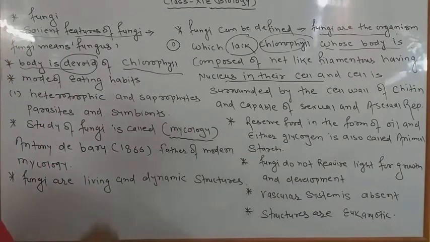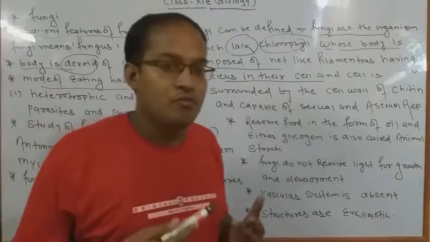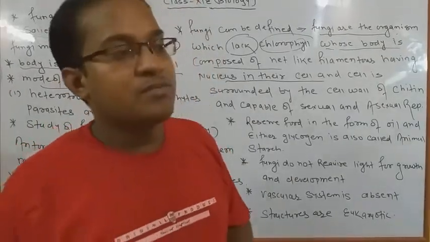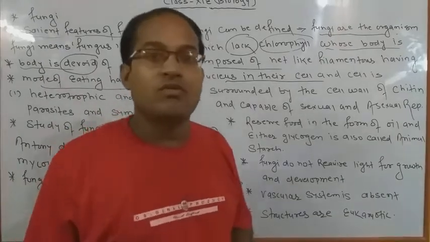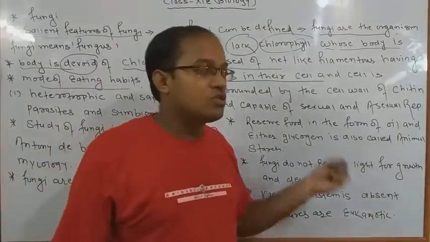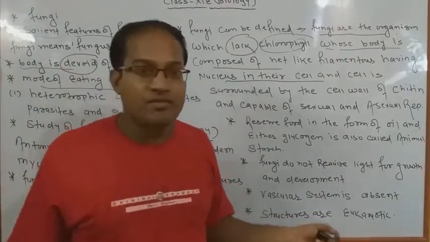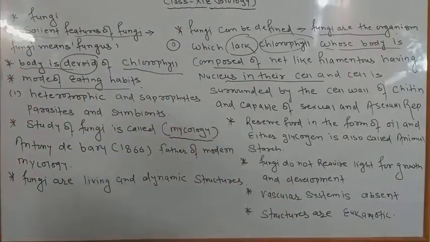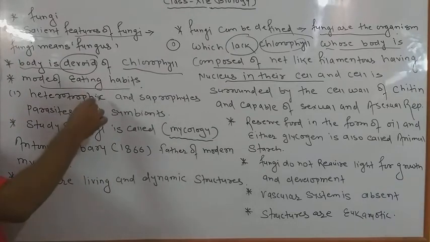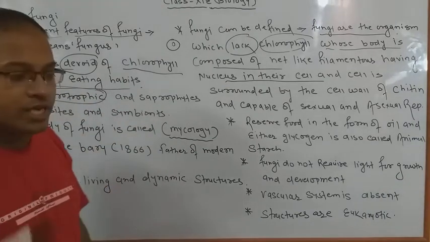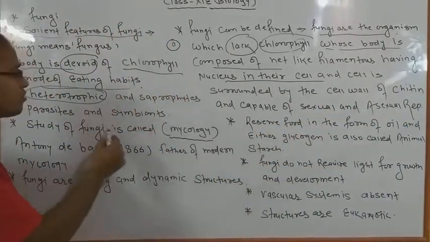Next, talking about the modes of eating habits, these are in different forms. We know that those organisms which possess chlorophyll are capable of making their own food, and those organisms which do not have chlorophyll are not able to make their own food. So fungi are devoid of chlorophyll. It means their mode of nutrition may be heterotrophic. Heterotrophic means taking nutritive material from another source.